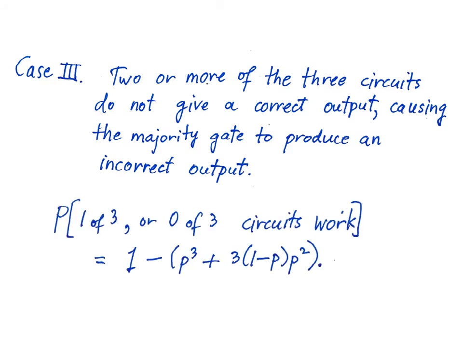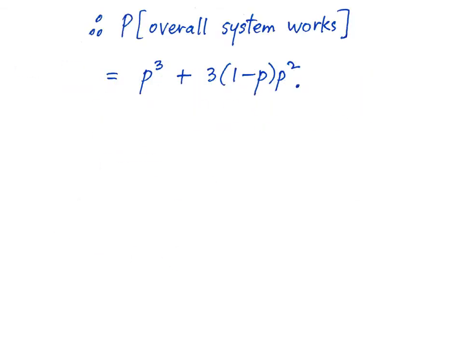So here it is. This is the probability of incorrect output. But the probability that the overall system works is the probability of case 1 plus the probability of case 2.